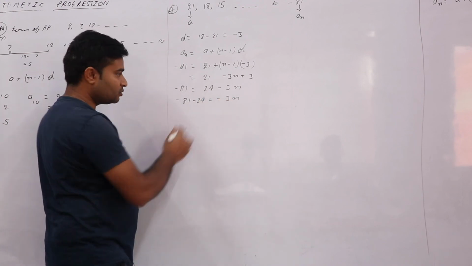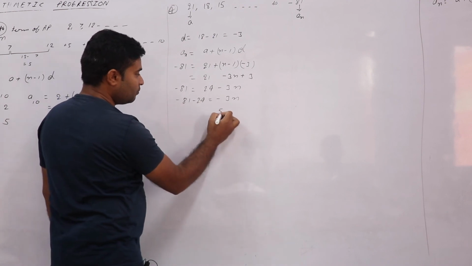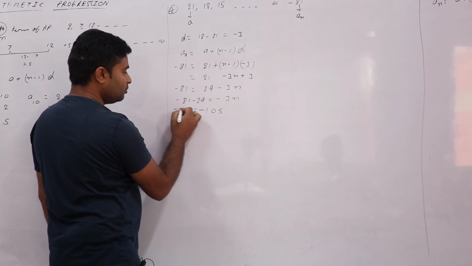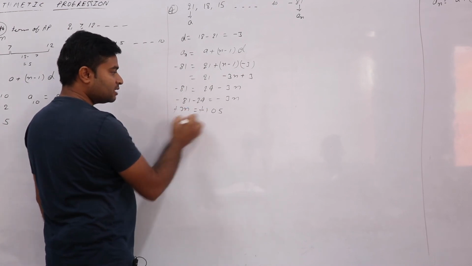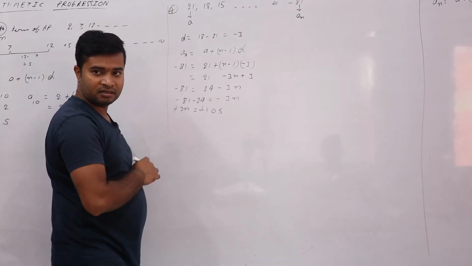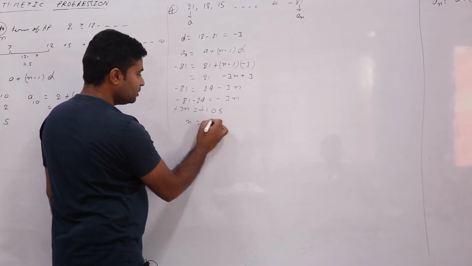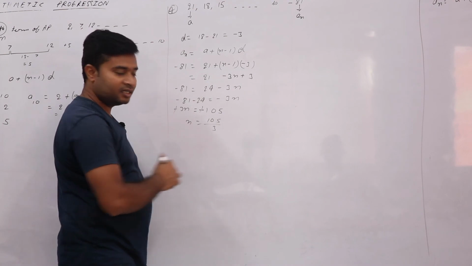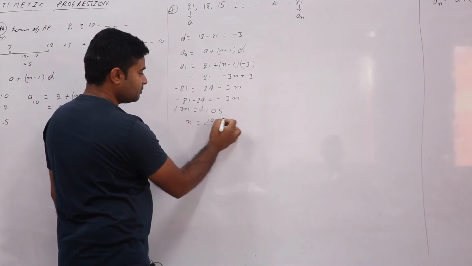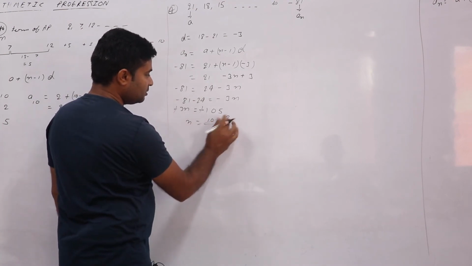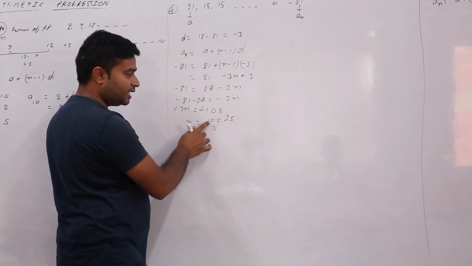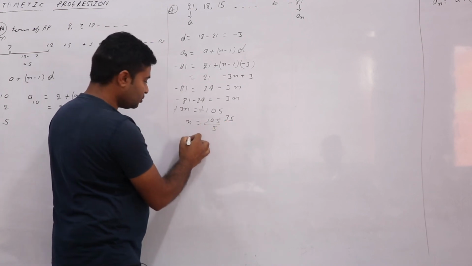So this becomes 5 and 8 plus 2, 10. Minus 105 is equal to minus 3n. Minus and minus cancel. n is equal to 105 by 3. How many times? 35. 3 3s are 9 and 3 5s are 15. So n is equal to how much?